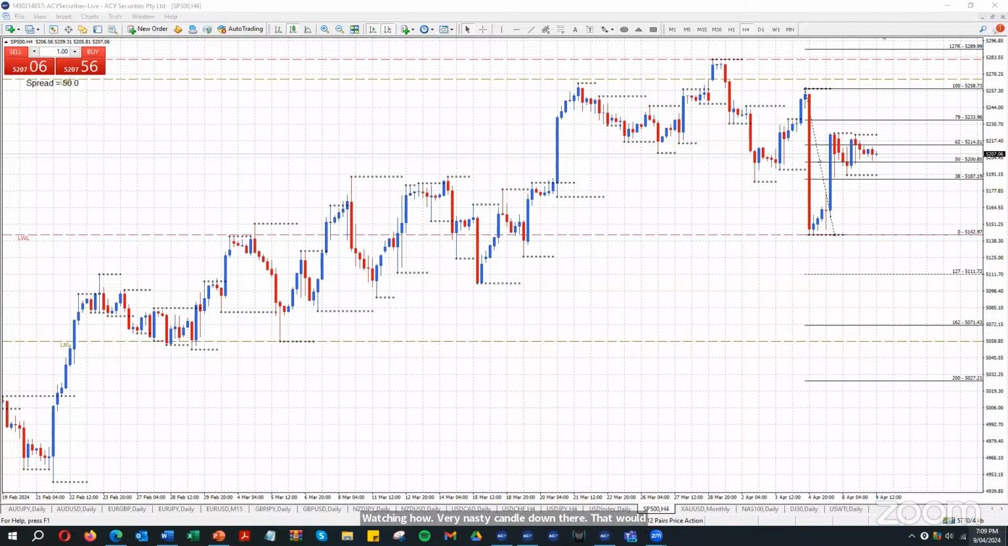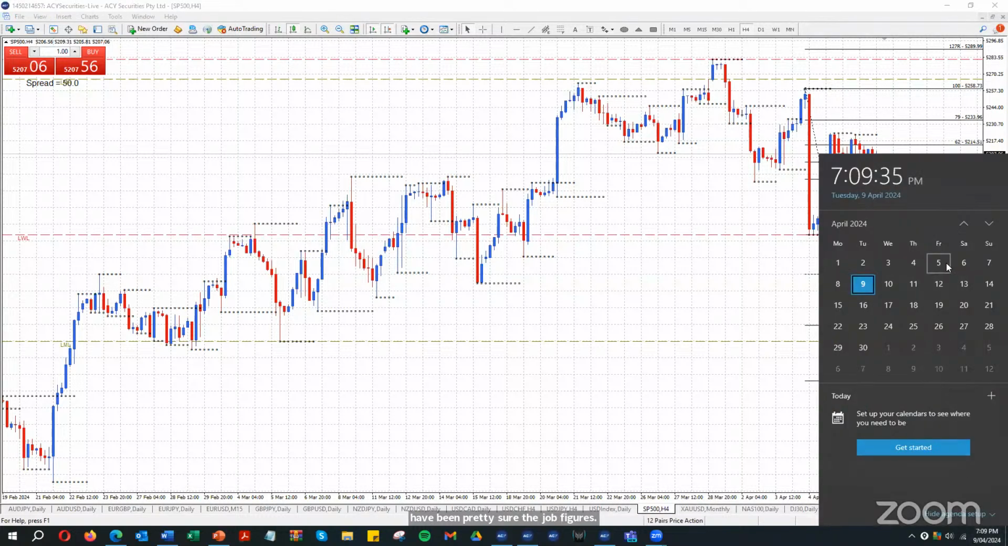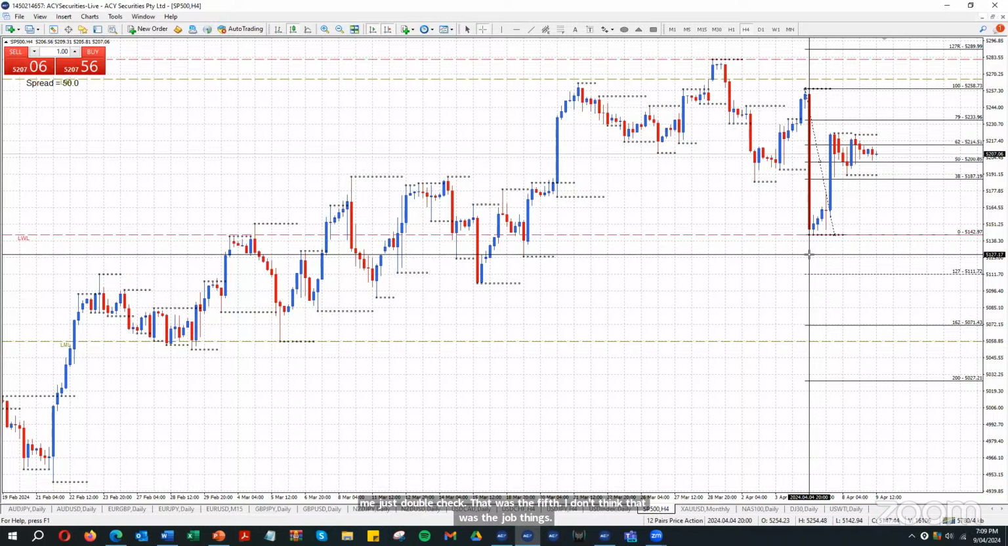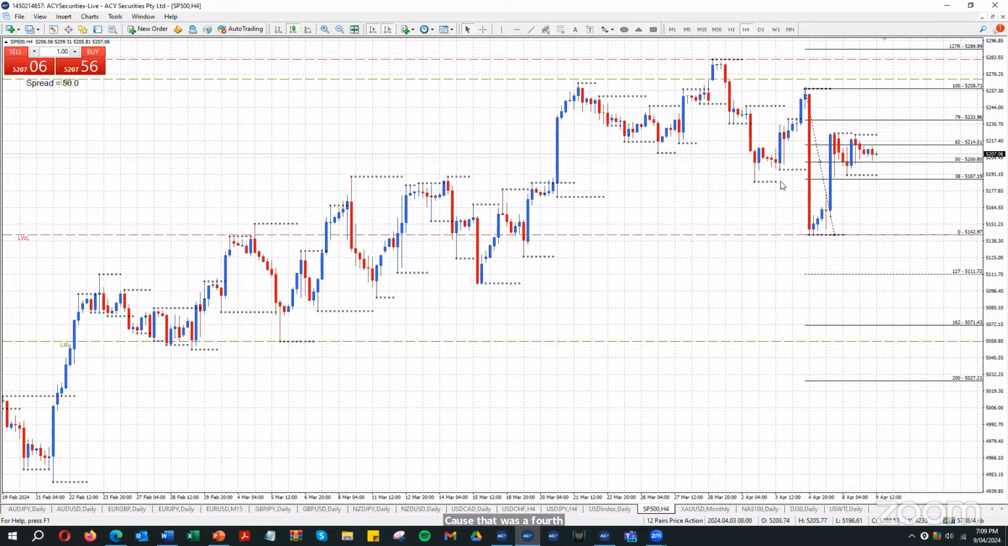Let me just double check. That was the 5th. So I don't think that was the job figures because that was the 4th. In any event, that must have been the job figures coming back up here. If we start to stall in this area, the 62, 79% area here, you can see your setup to shorts, then we maybe are moving down towards the 127 extension of that range.